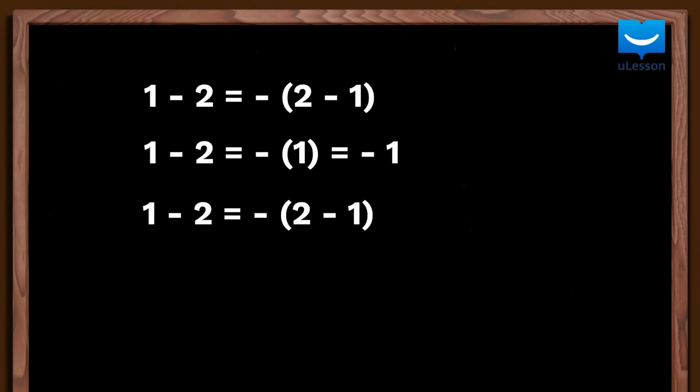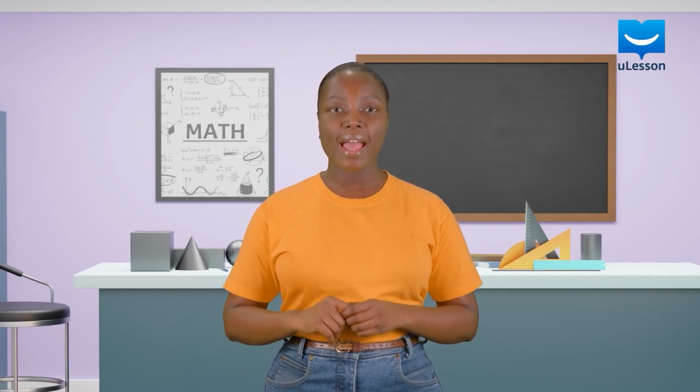So you see, 1 minus 2 is equal to minus into brackets 2 minus 1. Algebraically, A minus B is equal to minus into brackets B minus A. Always have that at the back of your mind. On a general note, division of negative and positive symbols in algebra follows the same rule as the division of negative and positive numbers. Enough of the speaking.